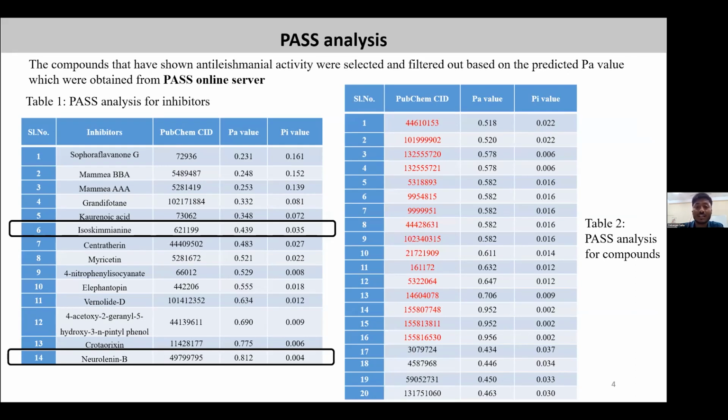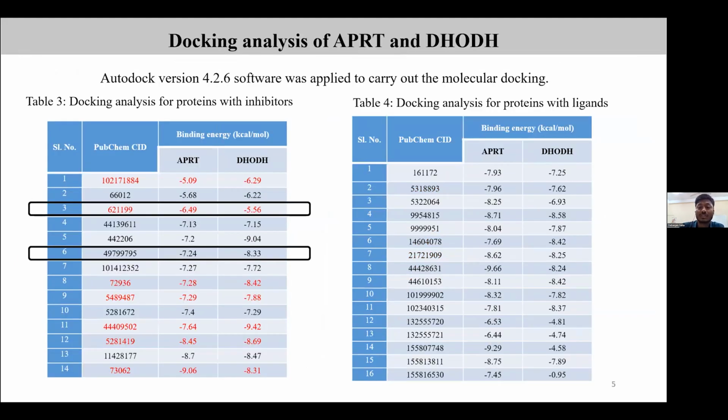Next, this is the PASS analysis, which we have done with the help of the PASS online server, where table 1 represents the PASS analysis of the inhibitors and table 2 represents the PASS analysis of the compounds, where the cutoff value is 0.5. In both cases, the compounds giving a value higher than 0.5 have been selected in the table, and the inhibitors are presented in table 1, showing different Pa values according to their reactivity.